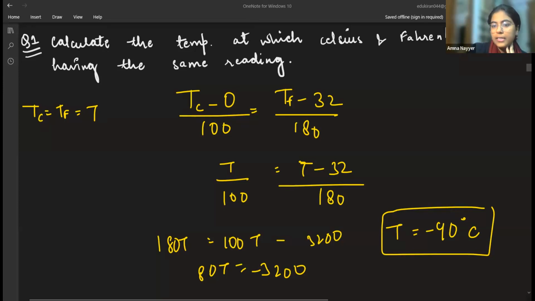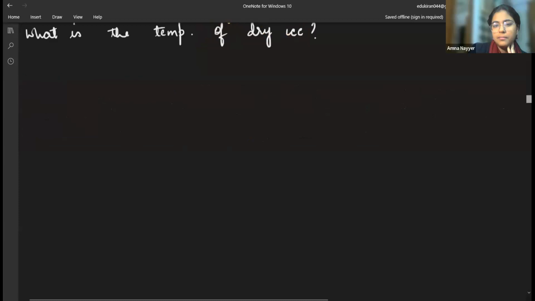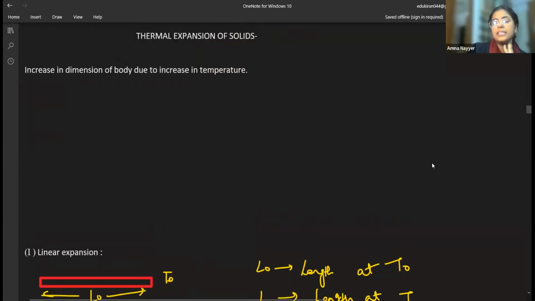Now, class, I'll come back to these topics. First, let us start with thermal expansion of solids. This is a topic, those who weren't there in the last class will also be able to understand what is meant by thermal expansion of solids.